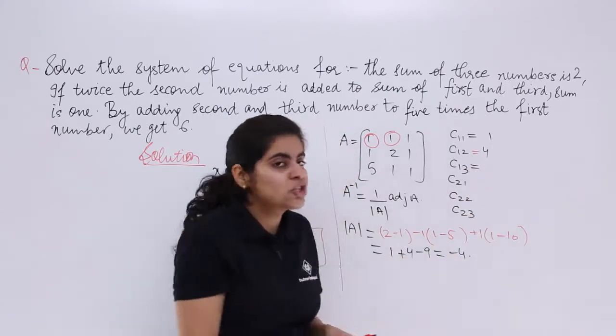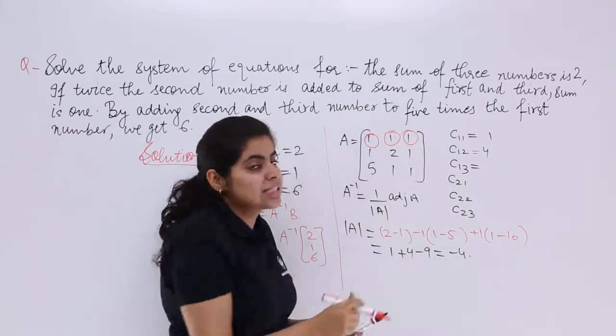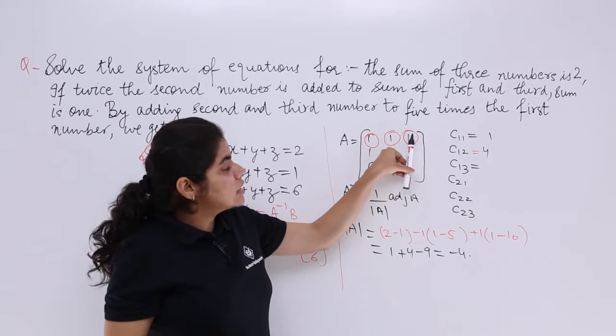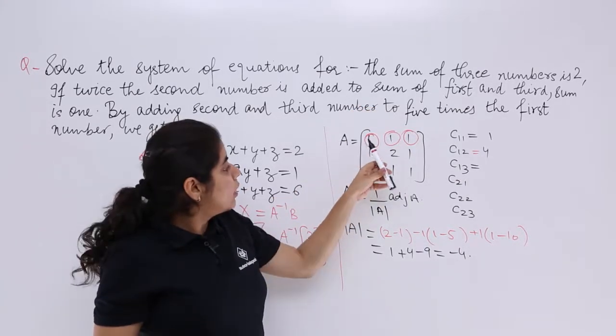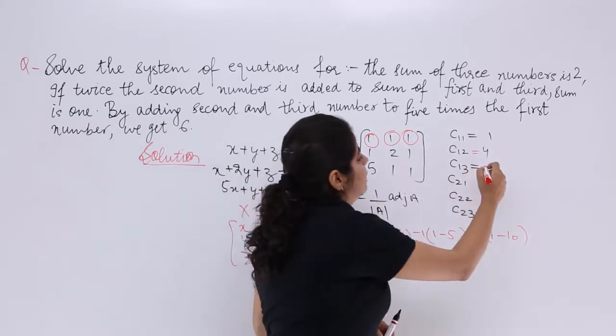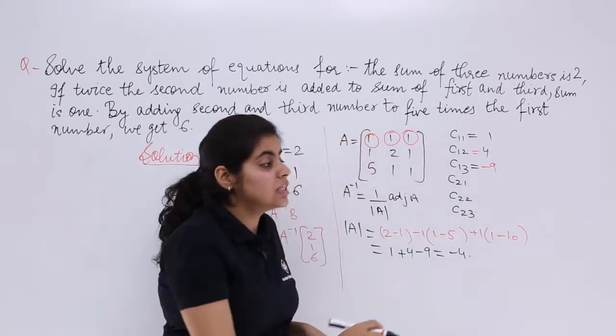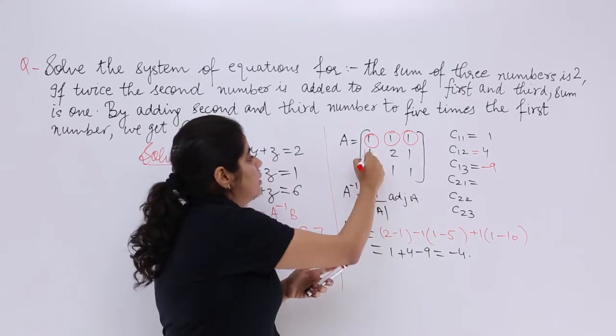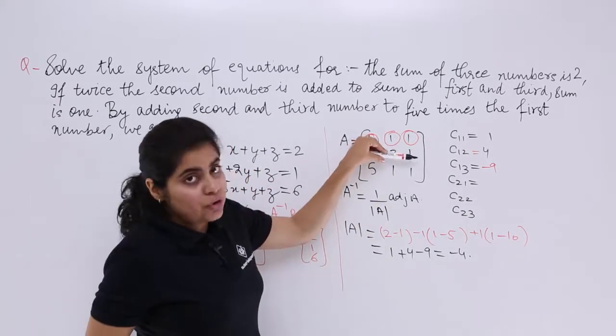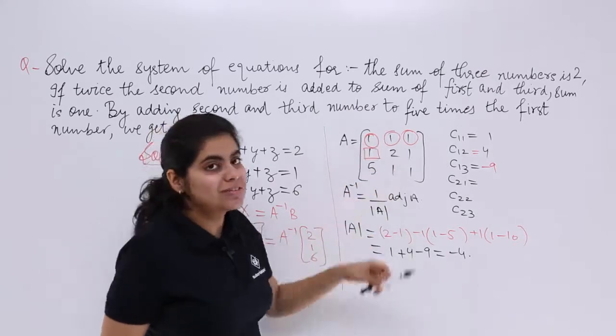C13, first row, third column, you are going to ignore this respective column and particular row. 1 minus 10 is minus 9. Next is C21. C21 means you are going to see about this one. Ignore this row, ignore that column. 1 minus 1 is 0.